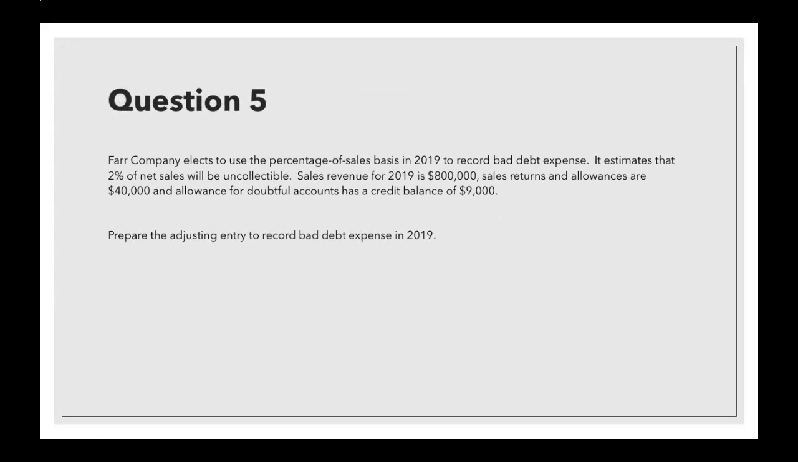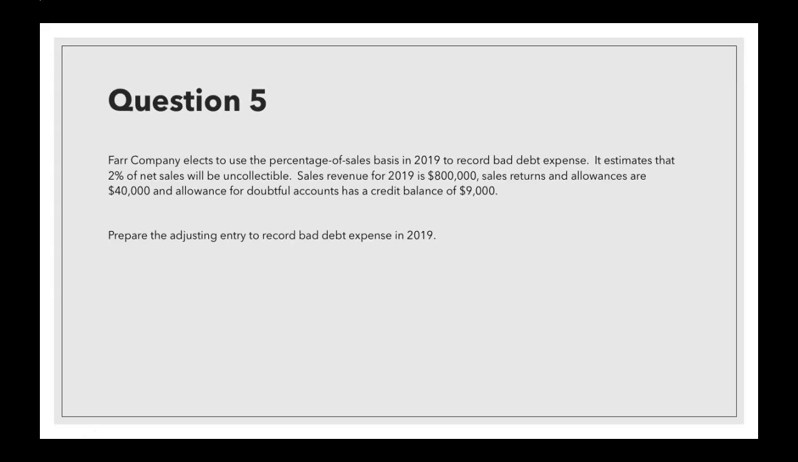Now question 5. FAR Company elects to use the percentage of sales basis in 2019 to record bad debt expense. It estimates that 2% of net sales will be uncollectible. Sales revenue for 2019 is $800,000. Sales returns and allowances are $40,000. And allowance for doubtful accounts has a credit balance of $9,000. We need to prepare the adjusting entry to record the bad debt expense in 2019.